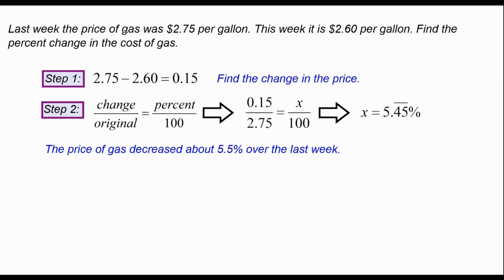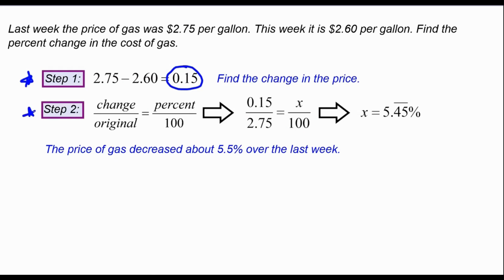Last week, the price of gas was $2.75 per gallon. This week, it is $2.60 per gallon. Find the percent change in the cost of gas. So we want to describe how much the cost has changed. So we need to find out how much it changed. That's our first step. Use subtraction to find out how much it changed. So I take 275 minus 260 and I get a change of 15 cents. So this is the change in the price of gas.